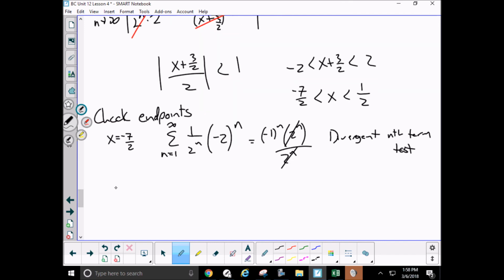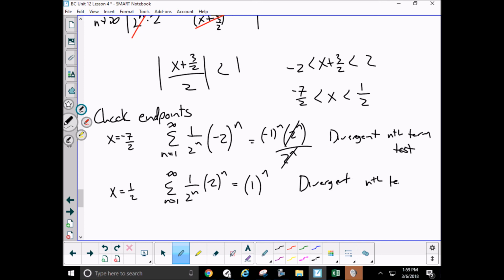If I look at x equals 1 half, we have the sum, n starts from 1, goes to infinity, of 1 over 2 to the n times this would end up being 2 to the n, which is just 1 to the n, which again is divergent because of the nth term test. Okay, very involved doing all of that just to get this answer.